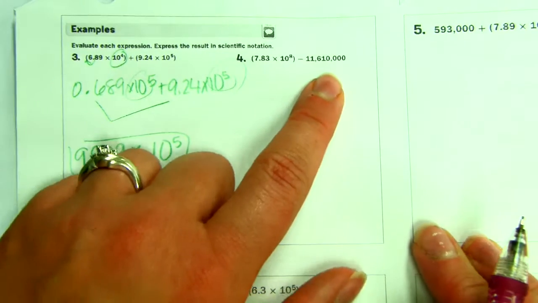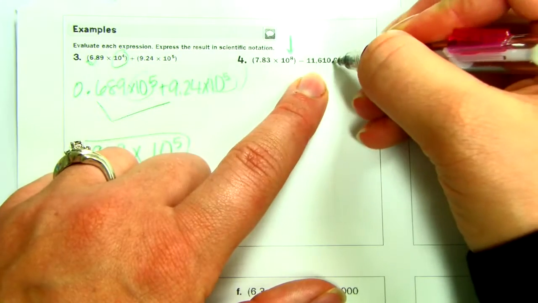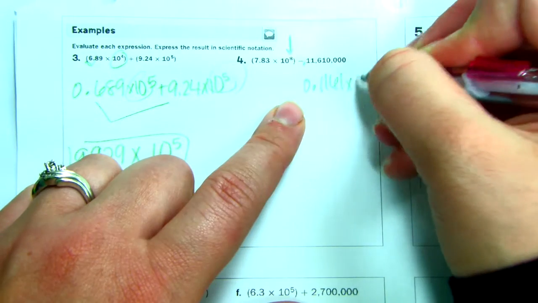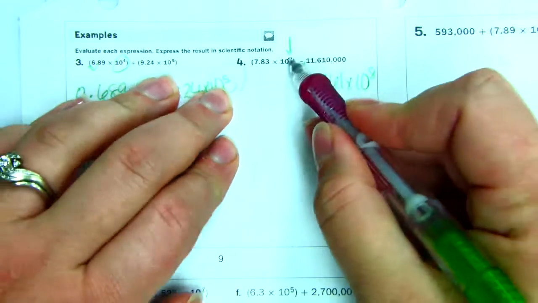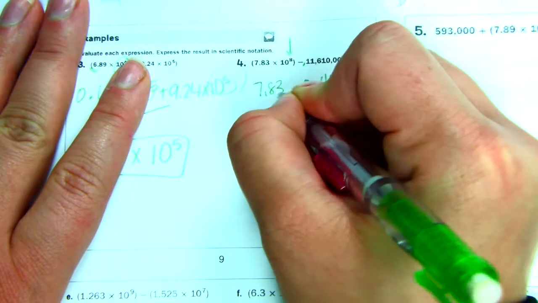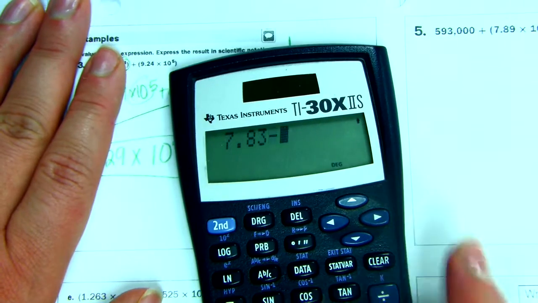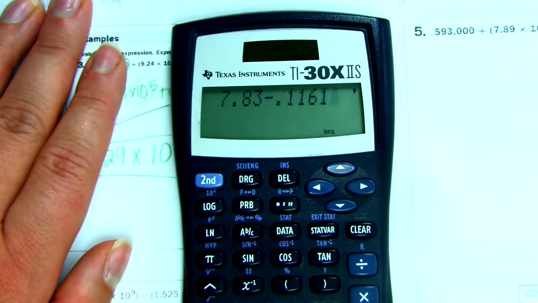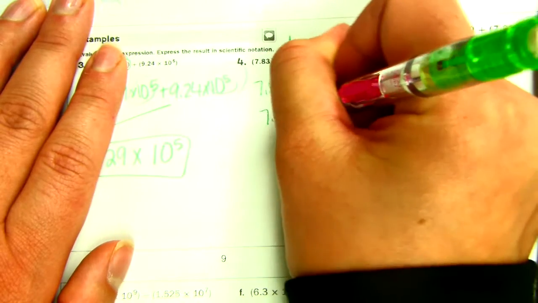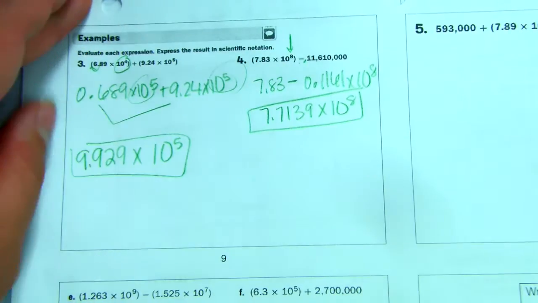So this one's not in scientific notation, so we can just make it match this. We're going to make it the 8th, so this would be 3, 6, 7, 8. So 0.1161 times 10 to the 8th. So I just moved this so that it would match to be 8. And this is 7.83 minus that, minus 0.1161. There we go. 7.7139 times 10 to the 8th, keeping the same base and exponent.